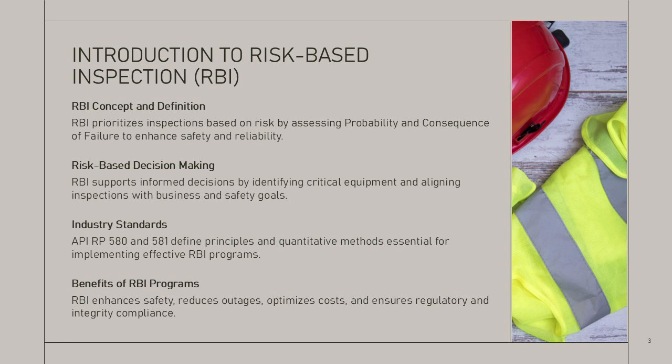API RP 580 provides the overarching principles and requirements for implementing an RBI program, while API RP 581 offers detailed quantitative methodologies for calculating risk. Together, these documents form the technical foundation for modern RBI practices. An effective RBI program enhances plant safety, reduces the likelihood of unplanned outages, optimizes inspection costs, and demonstrates compliance with regulatory and corporate integrity requirements. This introductory slide establishes the conceptual basis for understanding the various types of RBI assessment methods discussed in subsequent sections.